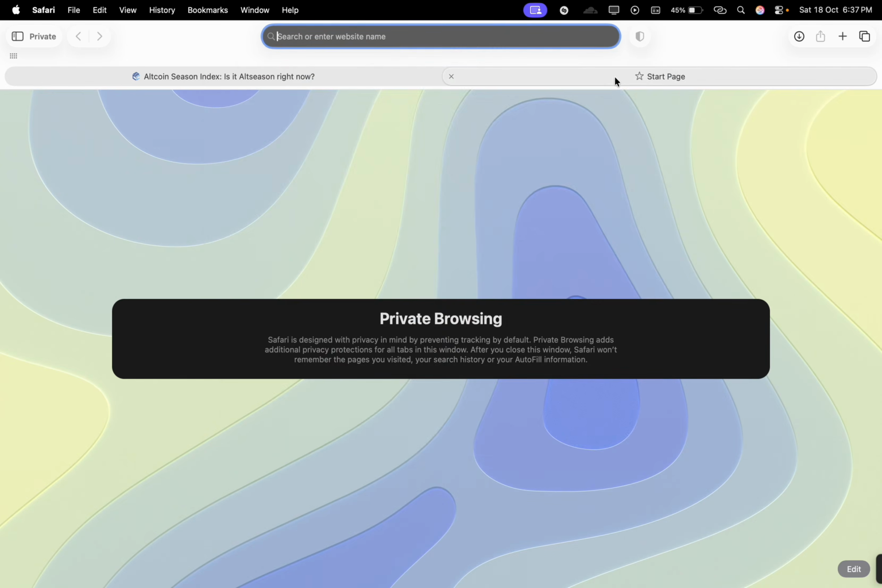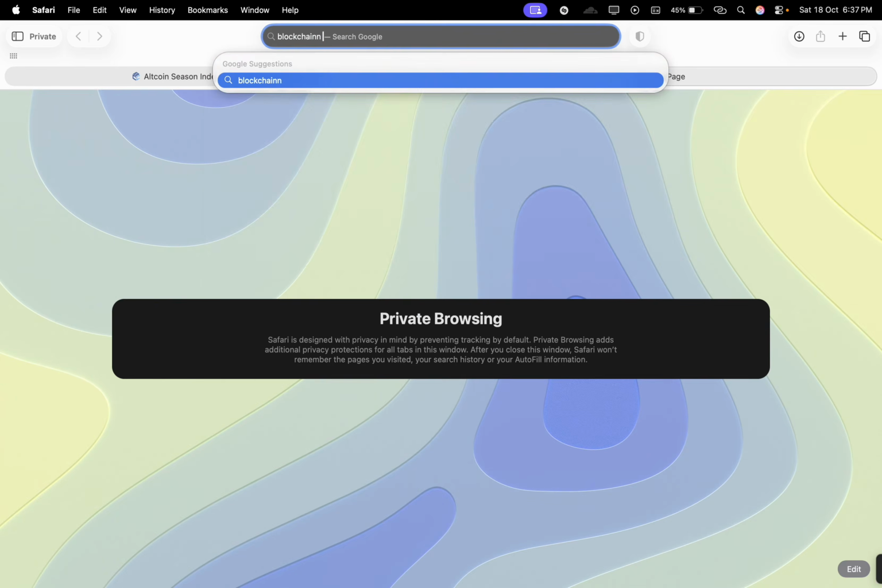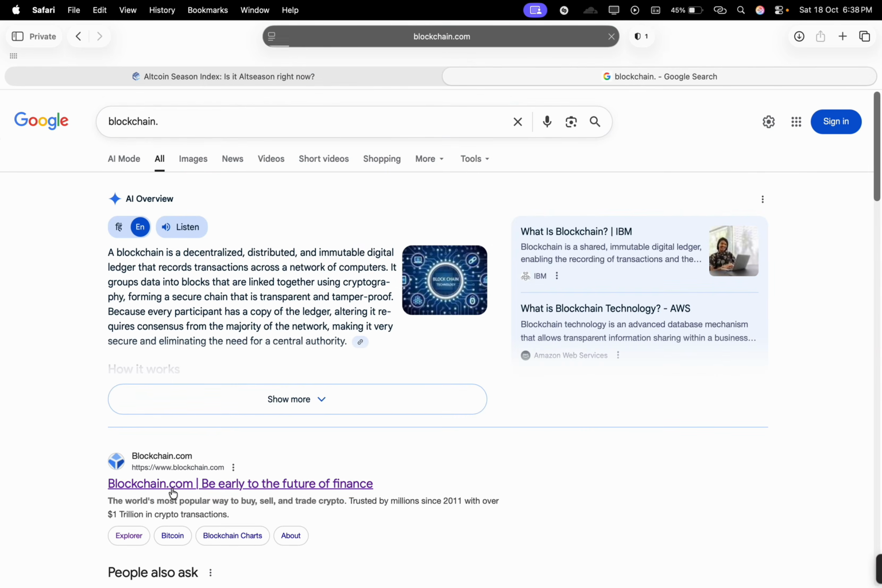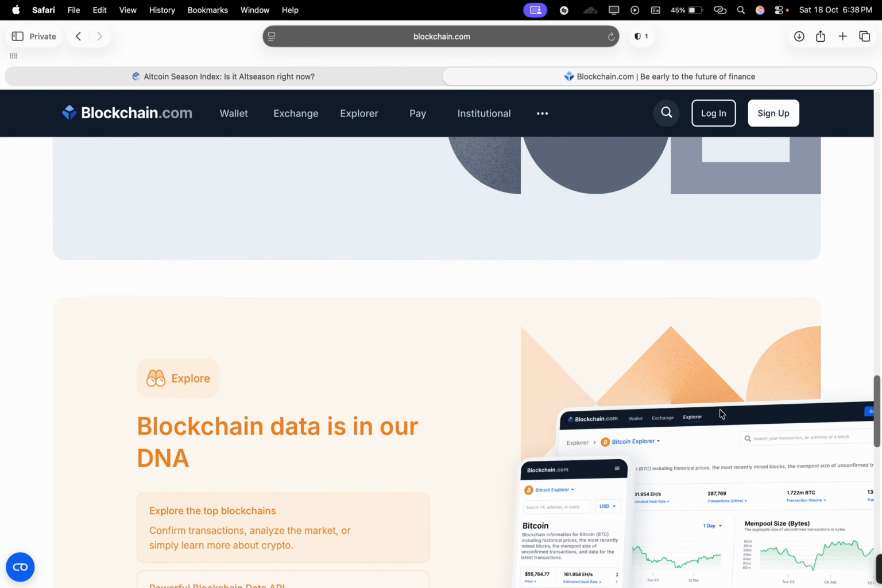So friends, basically blockchain is the technology behind cryptocurrency. If I search on the internet what is blockchain, okay, yeah. This is not a good website.